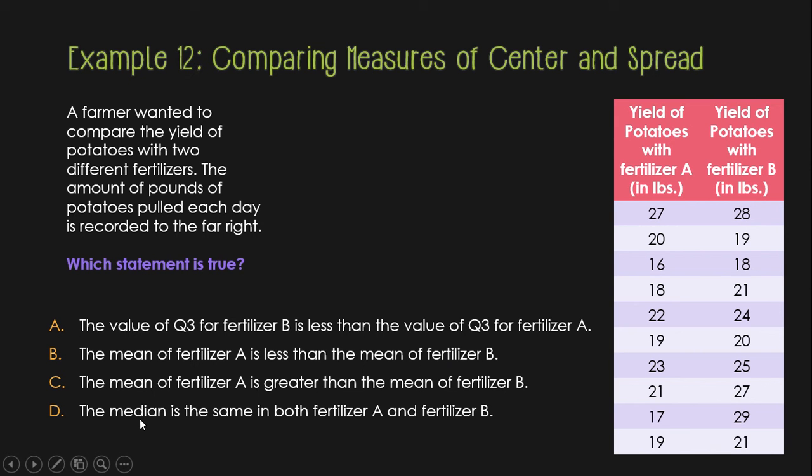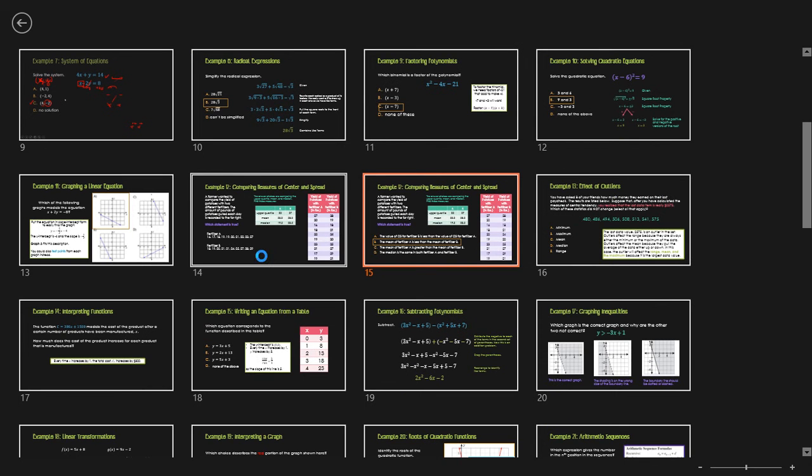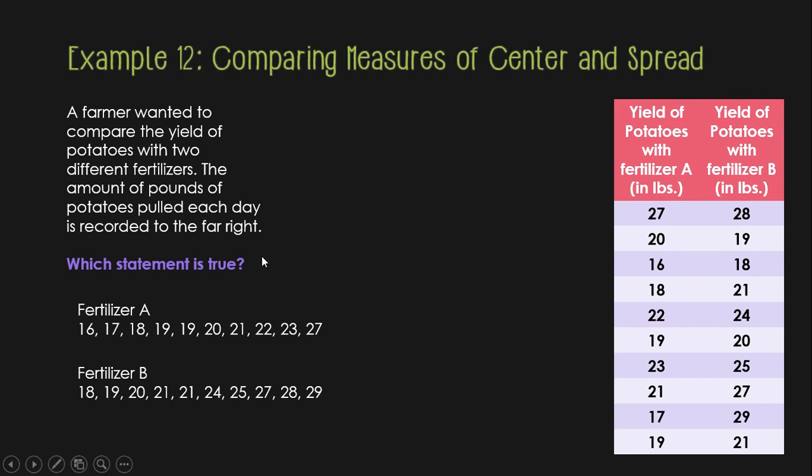And then lastly, the median. The median is the same for both fertilizer A or fertilizer B. So one of these is going to be true. So that means I need information on the quartiles. I need the third quartile for both sets of data. I need the mean for both sets of data, and I need the median for both sets of data. So I'm going to go back and walk you through this process.